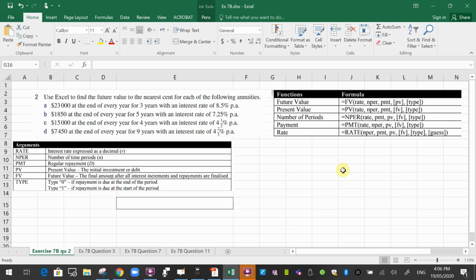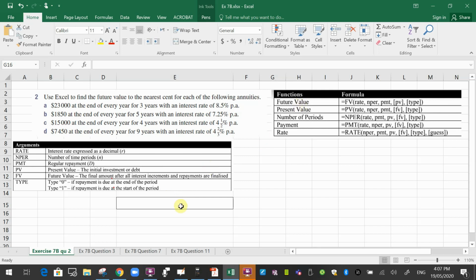Okay, welcome to a session on how to use Excel with annuities. And I have 4 questions for us to do. And for each one, I'll give you a demonstration of how to use one of them. And so let's start.